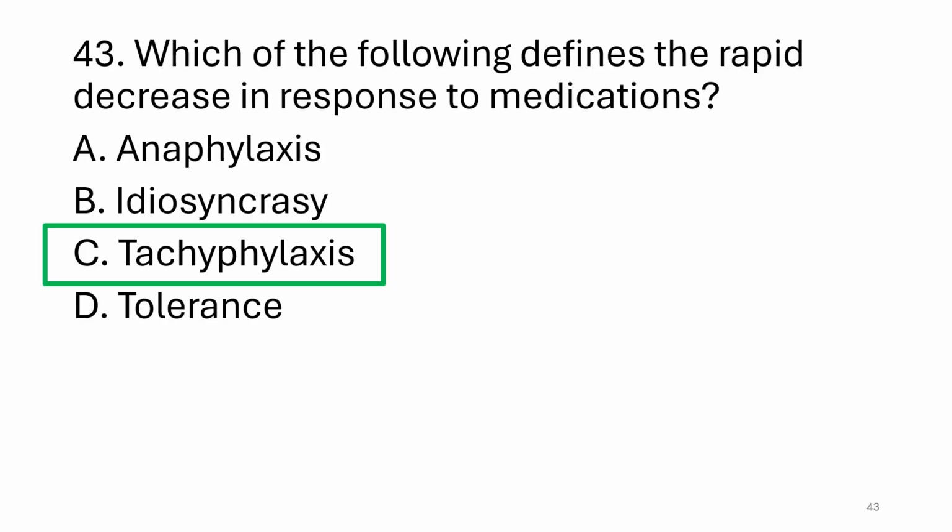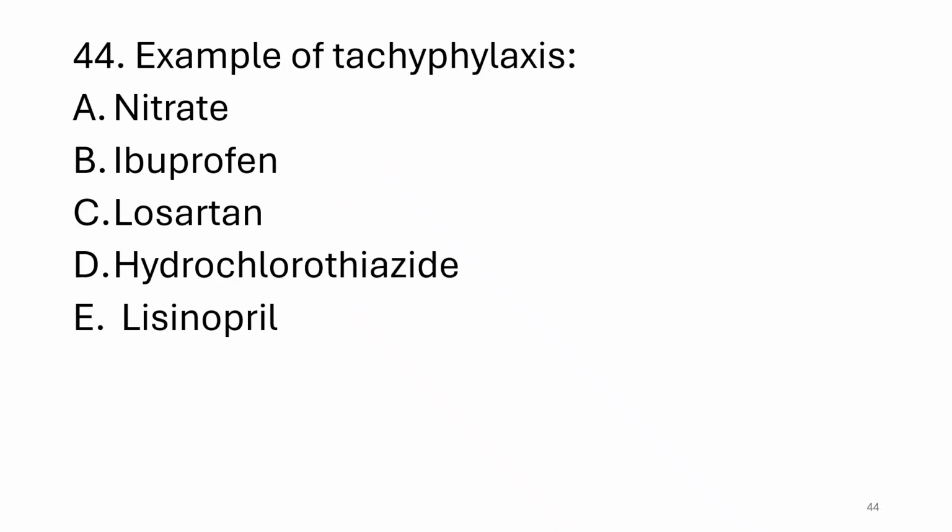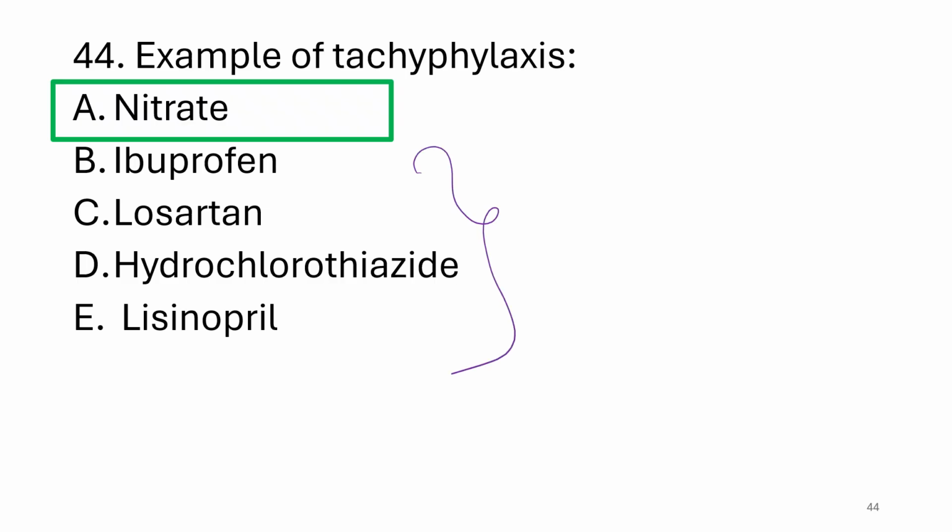That is tachyphylaxis. Tachyphylaxis means the tolerance develops rapidly. Anaphylaxis means a hypersensitivity reaction, for example, a patient allergic to penicillin develops anaphylaxis. Idiosyncrasy means unpredictable adverse effects; sometimes the medication causes severe, unpredictable adverse effects. Tolerance means that over a period of a couple of months or years, the drug slowly becomes ineffective. An example of tachyphylaxis, a rapid development of tolerance, is the nitrates. Ibuprofen, losartan, hydrochlorothiazide, lisinopril won't develop tolerance immediately.